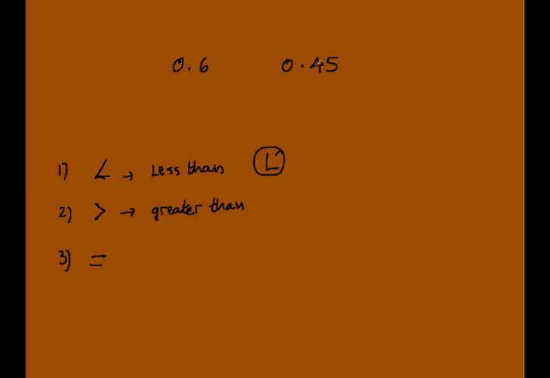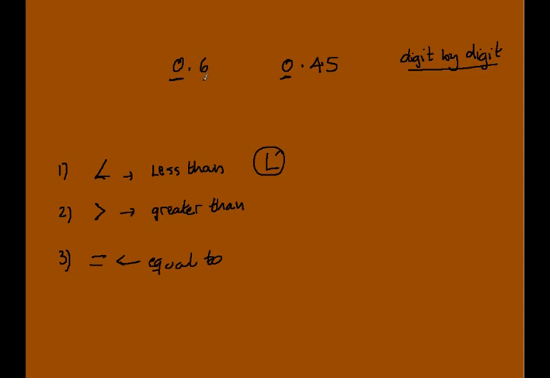So let's say that you have 0.6 and 0.45 and you want to compare them. What you want to do is compare them digit by digit. That means I'm going to look at the first digit here and the first digit here. If they are equal to each other, I will move on to the next number. So I have 0 here and 0 here. Therefore, they're equal to each other, so I cannot really say if they're less than or greater than each other. So I move on to the next number.